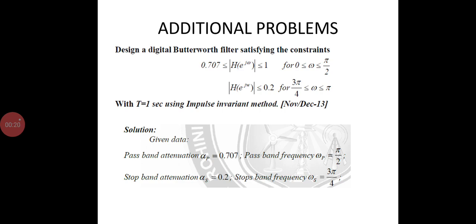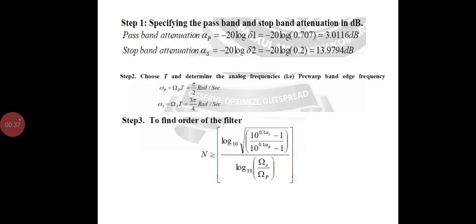Here we know that alpha p, that is the passband attenuation, equal to 0.707, and the passband frequency is given as omega p equal to pi by 2, and the stop band attenuation is denoted as alpha s equal to 0.2, and the stop band frequency omega s equal to 3 pi by 4. Here, in the first step, we are specifying the passband and stop band attenuation in dB. Therefore we are going to find the values of alpha p and alpha s in dB.